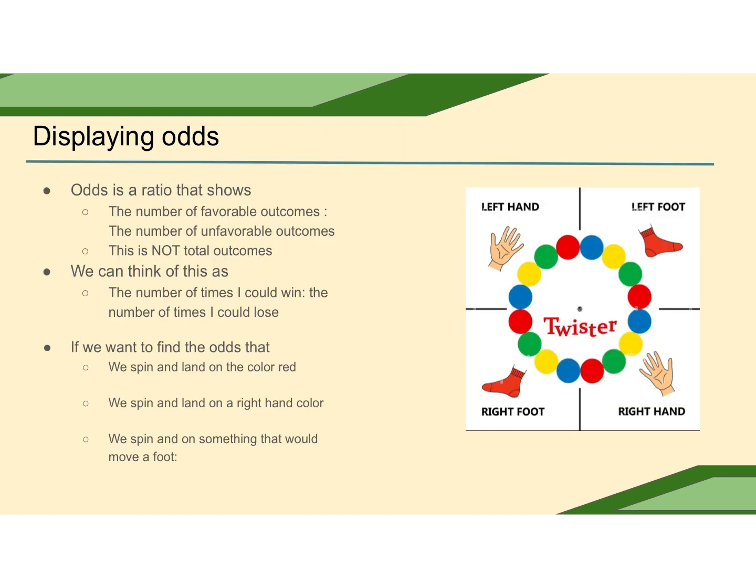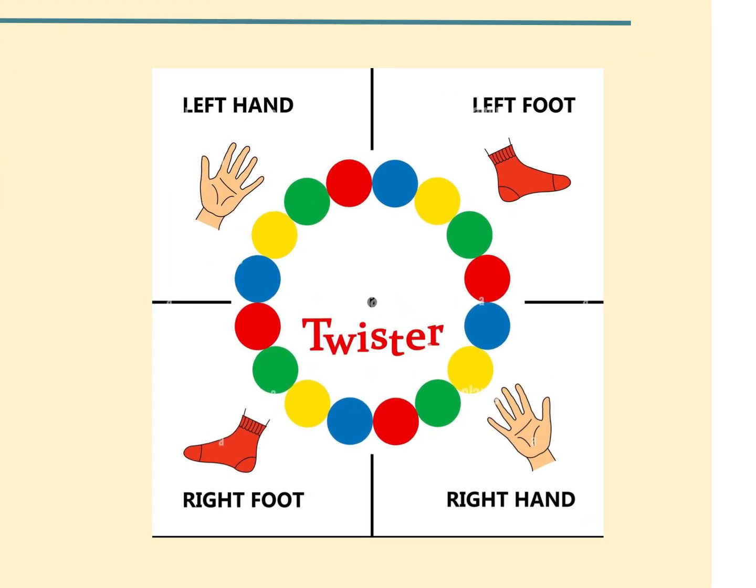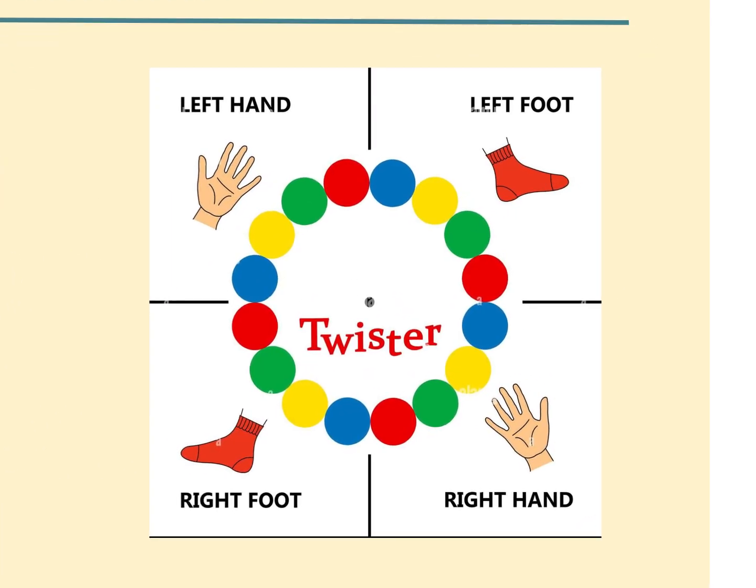Then we talked about odds, and so we used a Twister board. So let's zoom in on this Twister board here. Again, we talked about labeling all of these as a specific outcome. I get blue left foot, yellow left foot, green left foot, red left foot, blue right hand, yellow right hand, green right hand, red right hand, blue right foot, yellow right foot, green right foot, red right foot, blue left hand, yellow left hand, green left hand, red left hand.